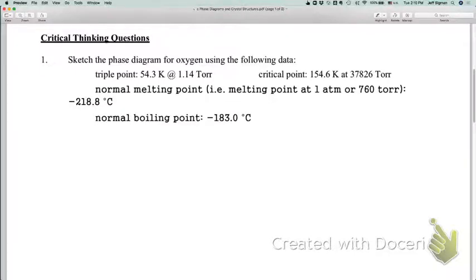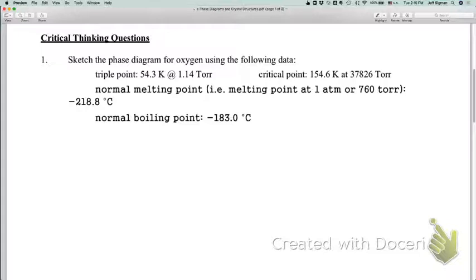Okay, in this video I'm going to go over the first problem from your phase diagram crystal structure worksheet, step by step showing you how to sketch the phase diagram for oxygen. That means dioxygen, O2, using the following data. Triple point: 54.3 Kelvin and 1.14 torr as the pressure. Critical point: 154.6 Kelvin and 37,826 torr. And then, of course, the normal melting point and the normal boiling point, which are given.